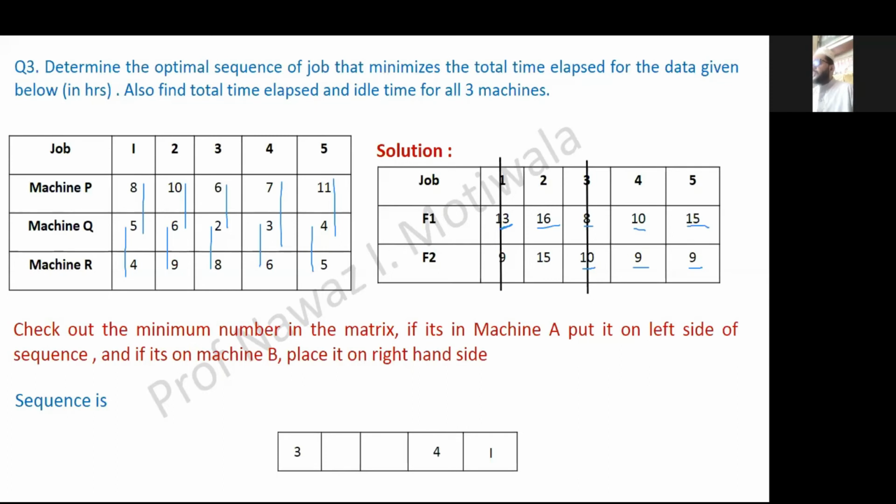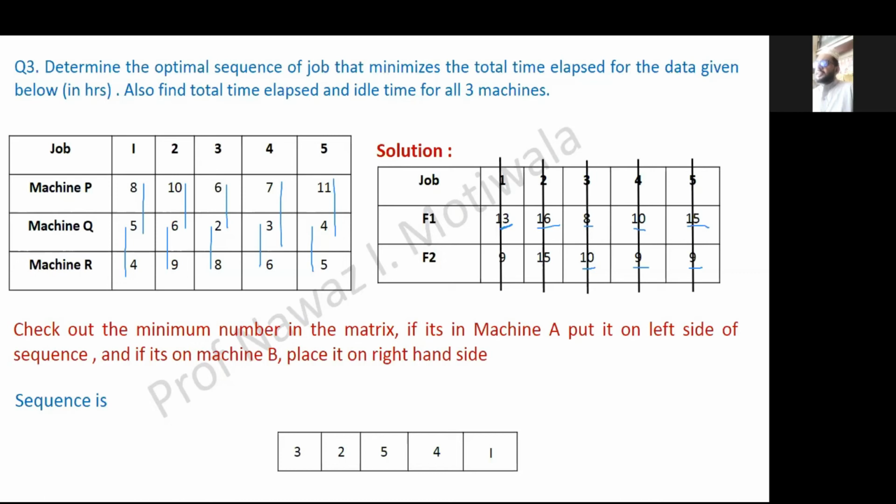But as all of them are on the second machine, it will be placed starting from the right hand side only. So this is cancelled. Again minimum number is 9. So it will be placed towards right hand side. So 5, this gets cancelled. Now the only remaining job is 2. So this will appear in the remaining box and this will get cancelled. So this completes the sequencing part of the three different machines.